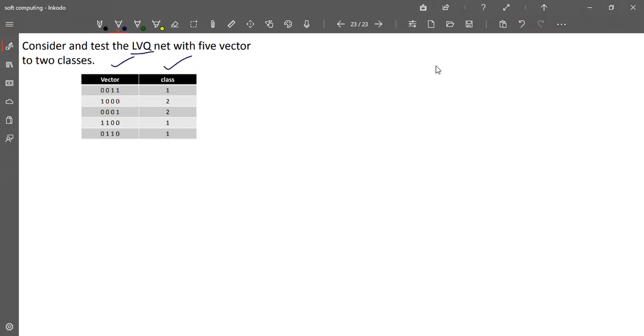So now the first step what we have to do is the first 2 vectors should be taken as reference vectors and the rest 3 are taken as inputs. So reference weight vectors. Our first weight vector will be this, and our second weight vector is this. And now we'll take the learning rate alpha 0.1.